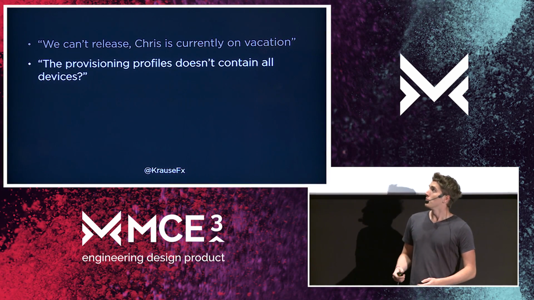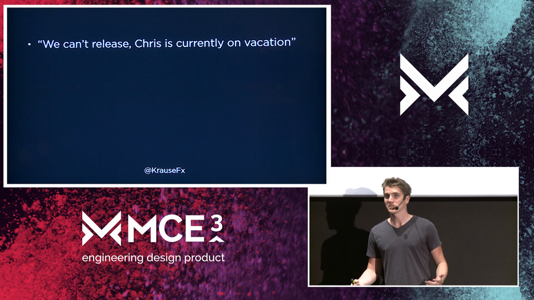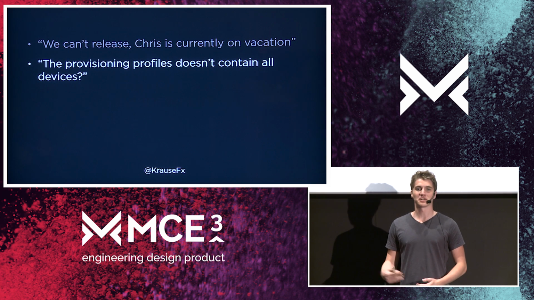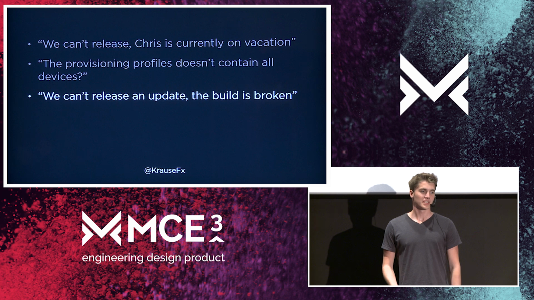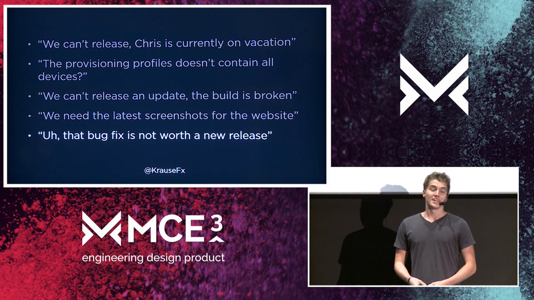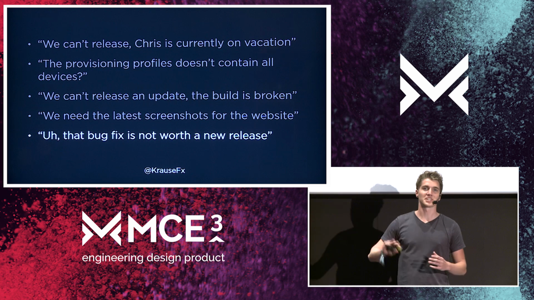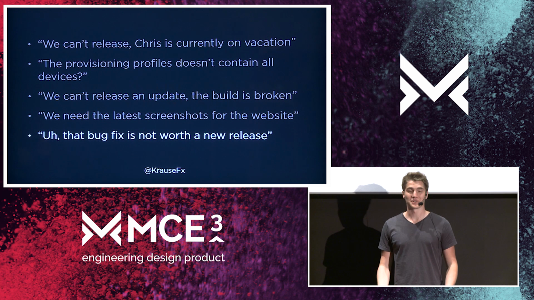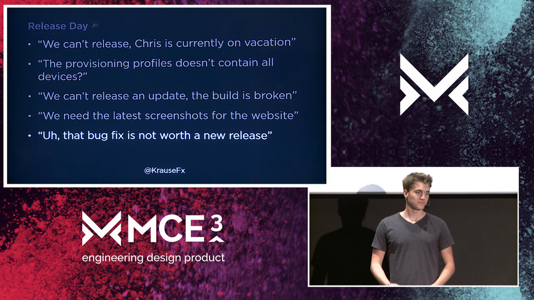So some of these quotes we know as iOS developers. Like, we cannot release an app update right now because Chris is currently on vacation. The provisioning profile doesn't contain all the devices we need, so we have to resign everything. We cannot release an update right now because our build is broken. The marketing team asks you for the latest screenshots for the website or for the newsletter. And the best one, oh, that's just such a small bug fix. No user will notice it anyway. It will just wait for the next release. So these are all things we've probably heard in the past, but these are not things we want to hear, right? We want to fix that. And that's basically where Fastlane comes into play.